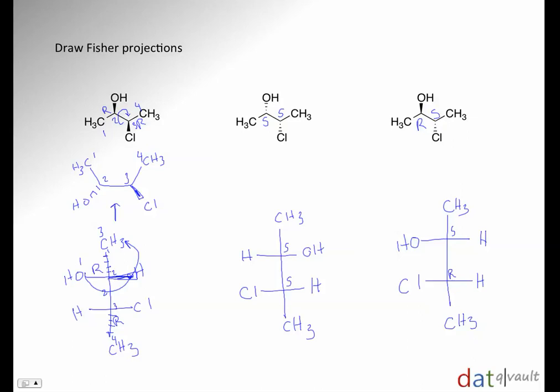Alright, so now that we know how to draw Fisher projections and label them as R or S, we can easily tell if these are enantiomers and diastereomers of each other. So the first Fisher projection, if you switch both of the atoms around at the chiral centers, you will get the enantiomer. And then if you switch just one of the substituents to the other side, you will get the diastereomer.